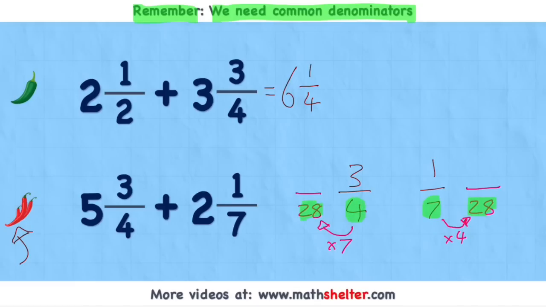So a quick tip, without having to write down all your multiplications like we just did, is you can just multiply these two numbers together to get your common multiple. Might not always be the lowest common multiple, but you will at least get a common multiple you can use. So 4 times 7 is 28.